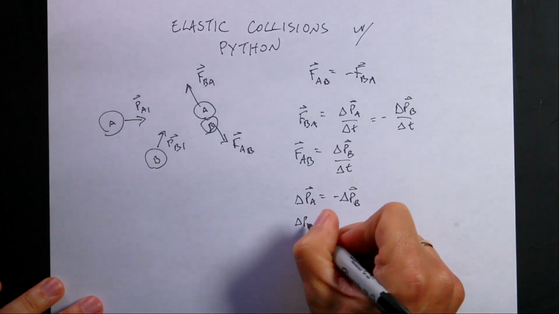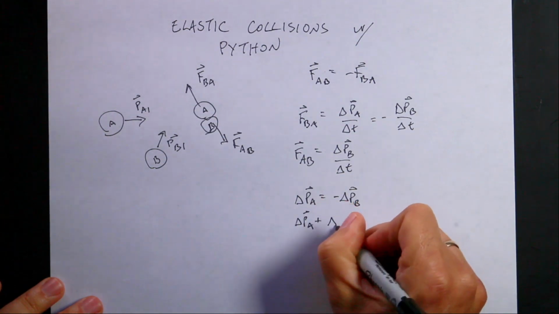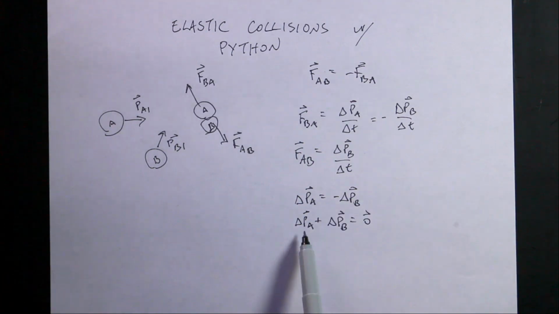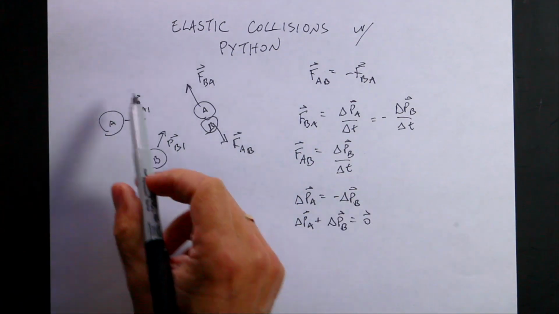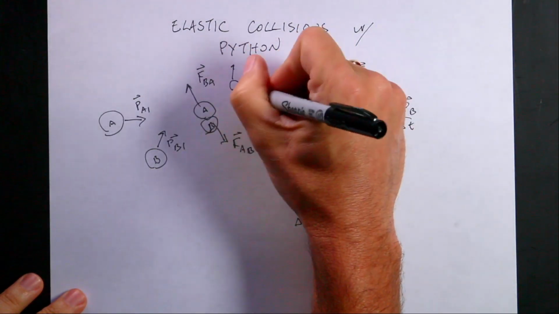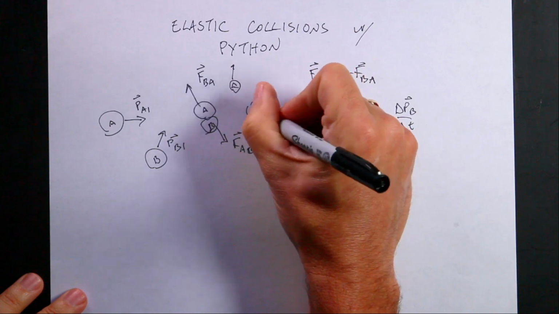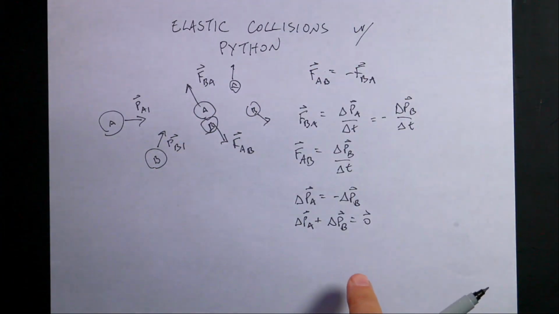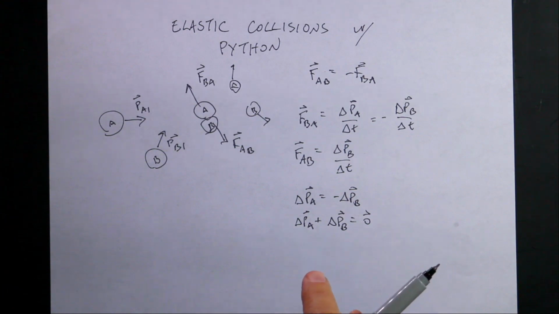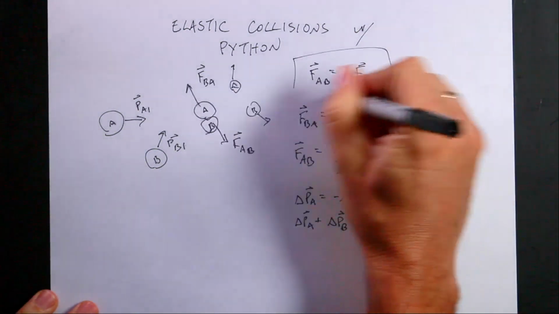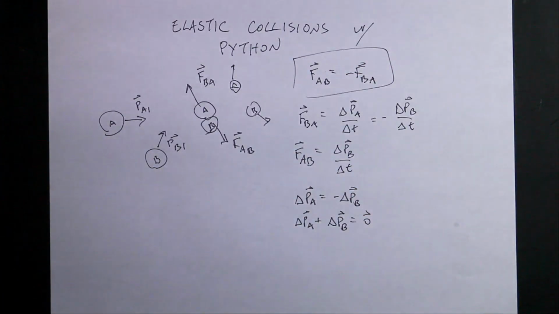So then I can add that to both sides. I get delta PA plus delta PB equals 0. So this says that momentum is conserved. The momentum of this stuff before is equal to the momentum of the stuff afterwards. A is going like that. B is going like that, whatever. But here's the key. Momentum will be conserved. A collision will work as long as this is true, as long as those are the only forces acting on them.